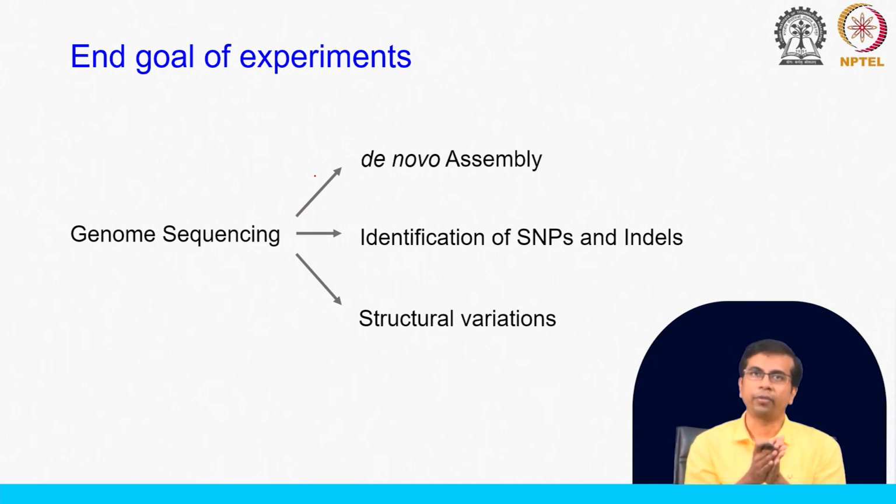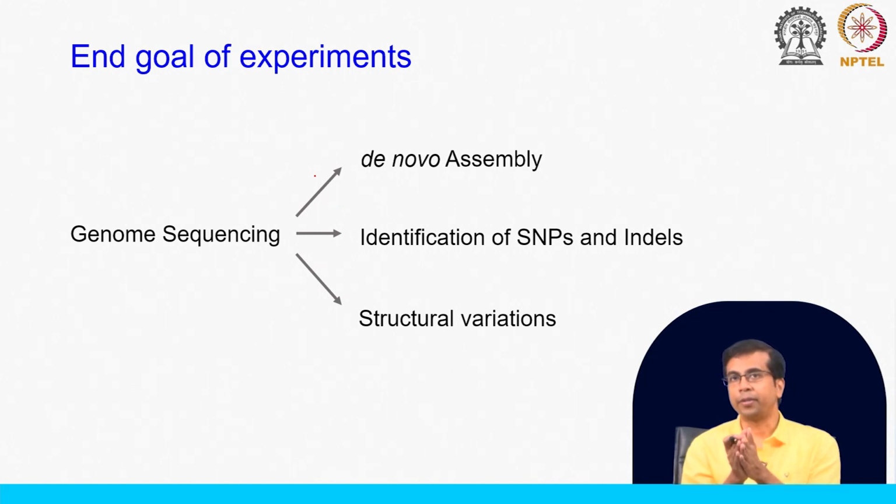For example, for genome sequencing, you have de novo assembly, you might be interested in sequencing a new genome, where you will do the assembly. You can have identification of SNPs and indels, you are studying a population and looking at genetic variation, for example, or you might be interested in structural variations, recombinations, rearrangements, gene fusions, etc.